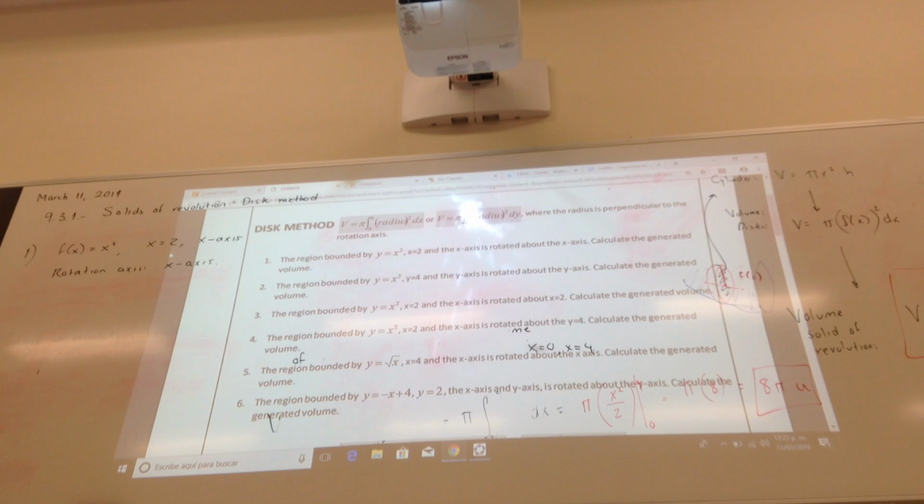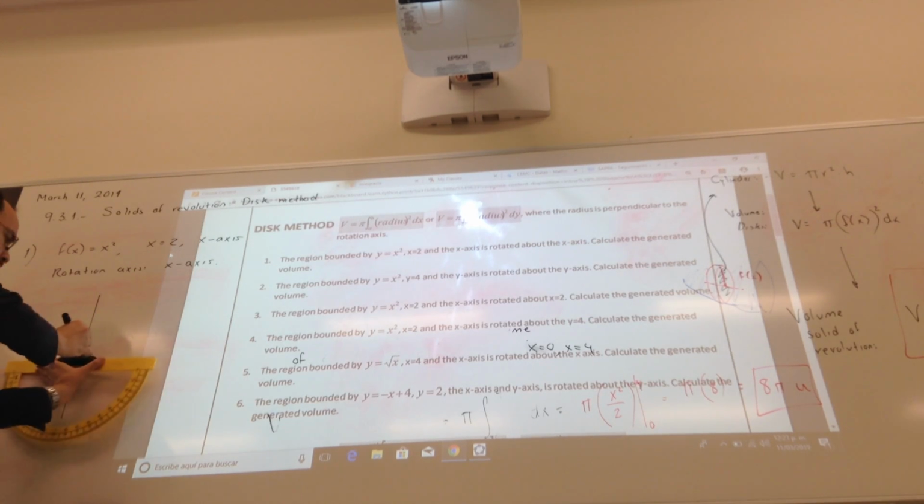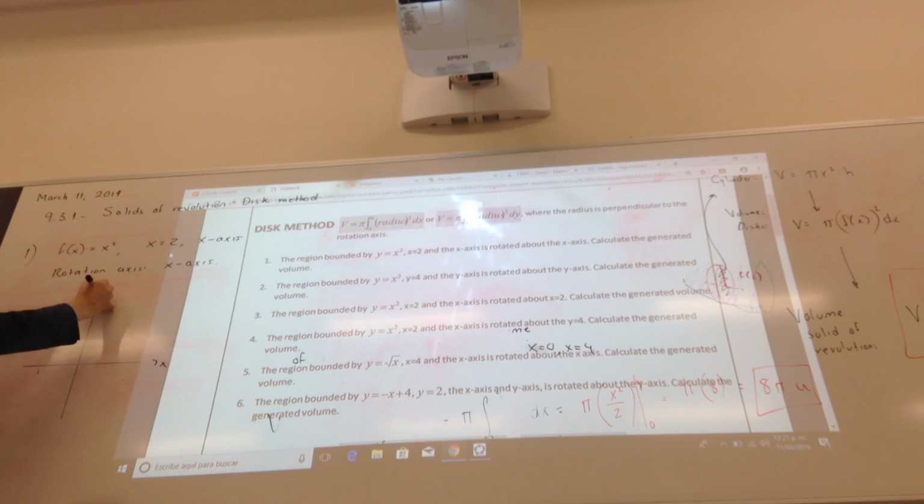So don't we need another x value? No, you'll see. For example, what's the graph of x squared? A parabola. Okay? So in this one, (0, 0), (1, 1), (2, 4). That's the graph. Now, the limits from 0 to 2, that's what it is.